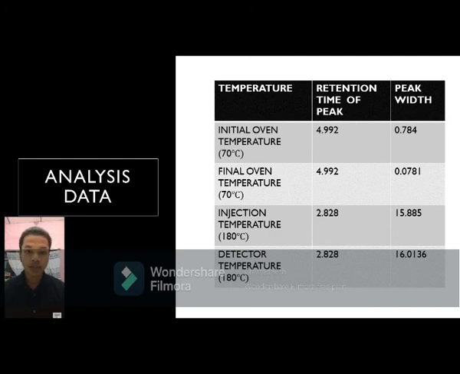That means if the last peak elutes at 100 degrees Celsius after 10 minutes, it will elute at 5 minutes at 115 degrees Celsius and at 20 minutes at 85 degrees Celsius. As you can see, the retention time of the peak was reduced at higher temperature.